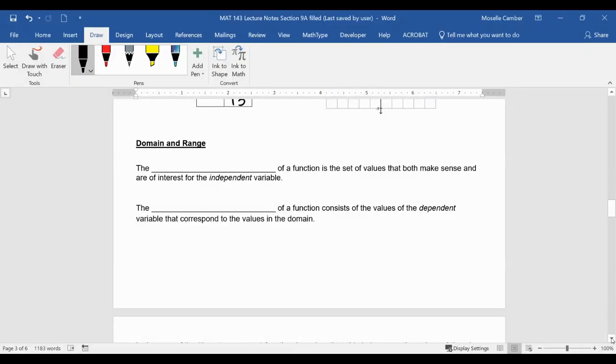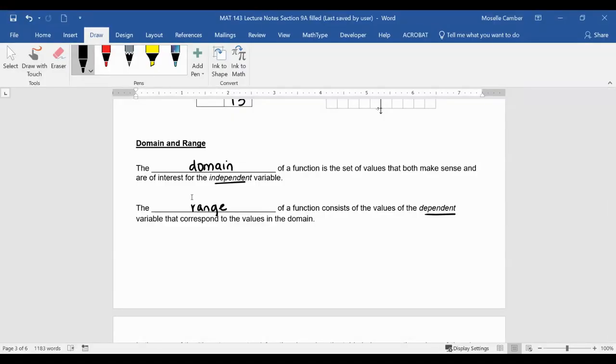Okay, another aspect of functions are domain and range. So the domain of a function is going to be all values that make sense for your independent variable. So anything that you can put in for your input, put in for x. And then range is going to be everything you get for your dependent. So domain is independent and dependent is range.